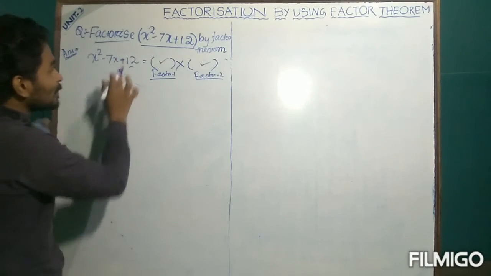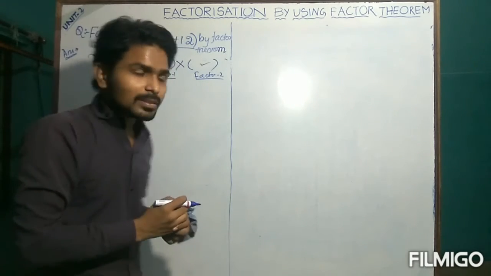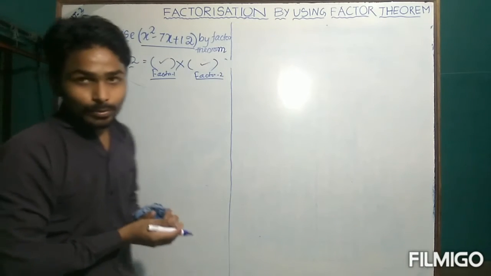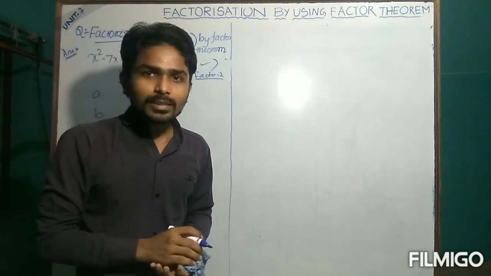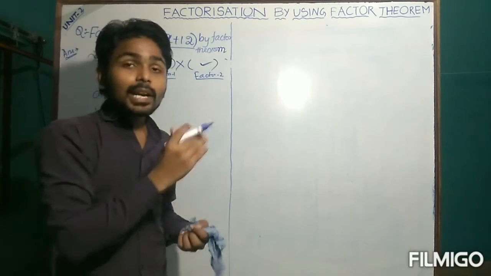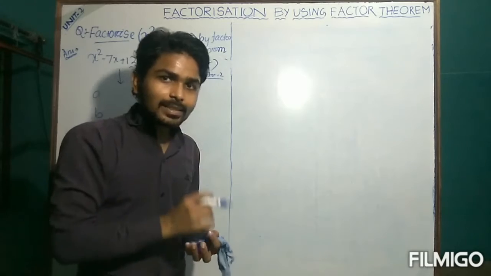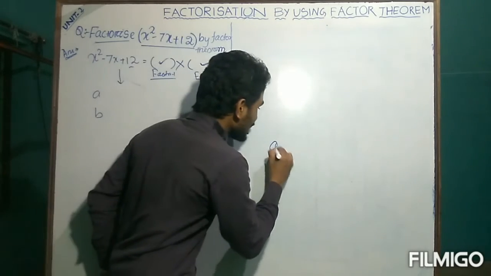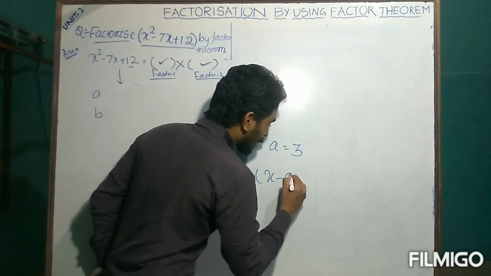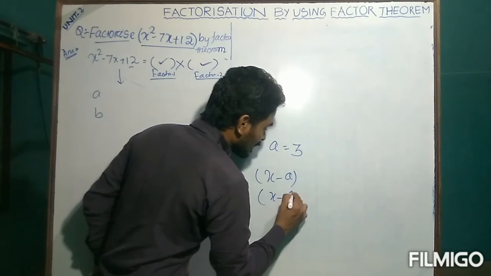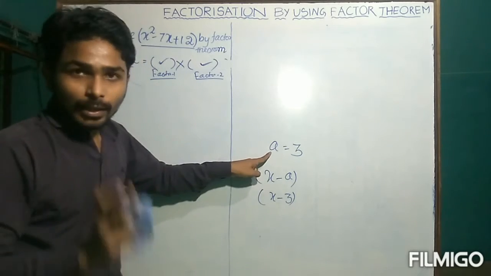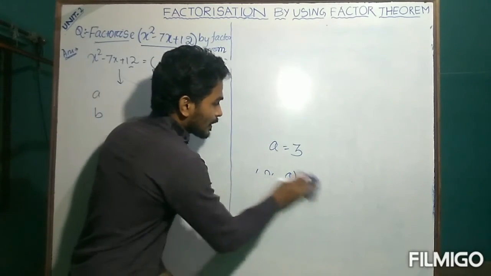Since it is a quadratic polynomial, it has two zeros. Suppose a and b are the zeros. Why are we finding the value of the zeros? Because here we will get two factors. In order to find the factors, we need the zeros, because as I told you, if a is a zero, then the factor will be x minus a, that is x minus 3. Since we need a factor here, that's why we are going to calculate the zeros.